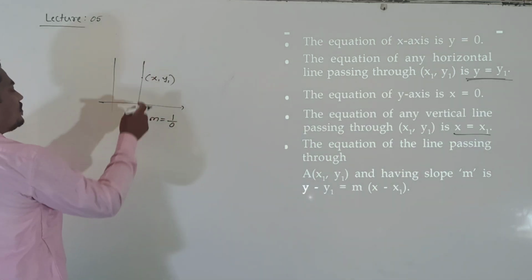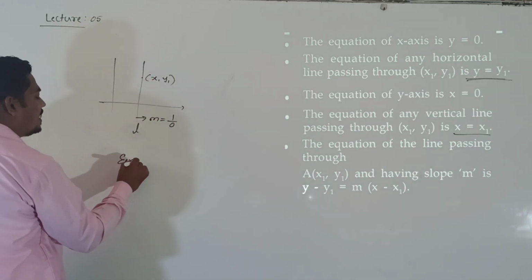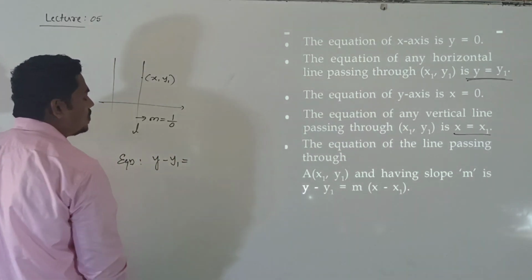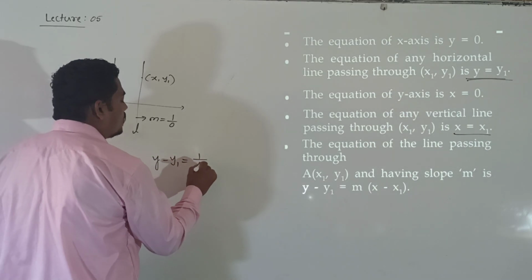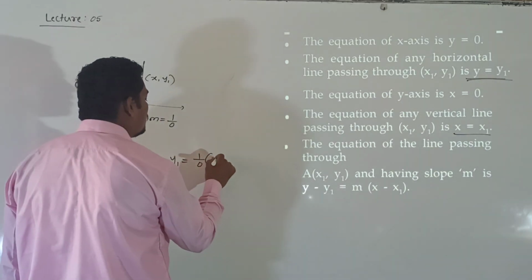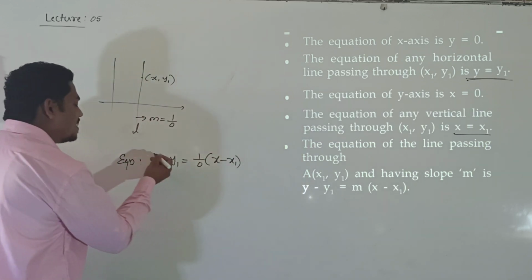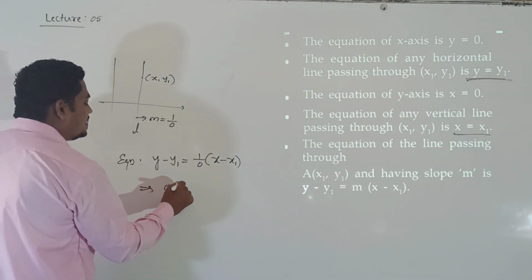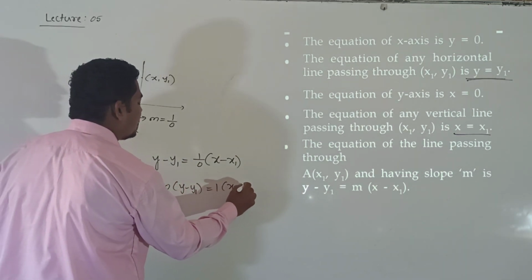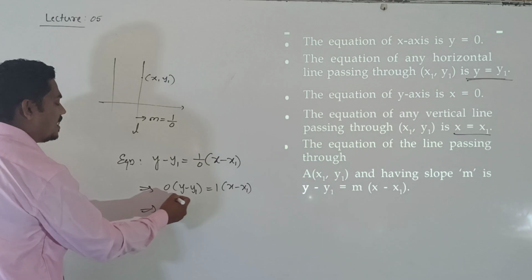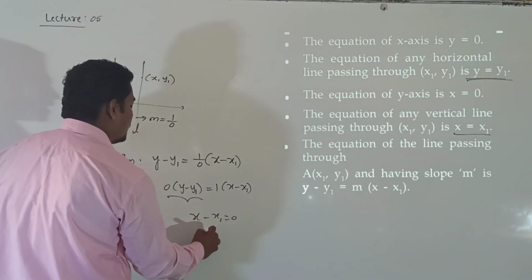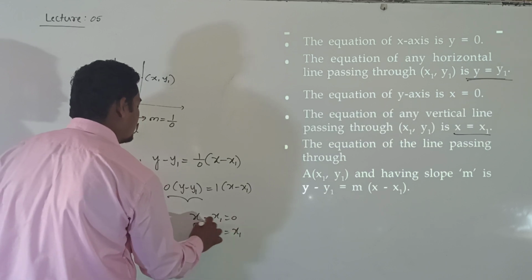Then use the slope and point formula. The equation of the required line is y minus y1 is equal to m. What is the m value? Not defined, meaning 1 divided by 0, into x minus x1. Now just cross multiplication: 0 into y minus y1 is equal to 1 into x minus x1. 0 into any value, this term becomes 0. So x minus x1 equals 0. x equal to x1 is the required equation of the line.